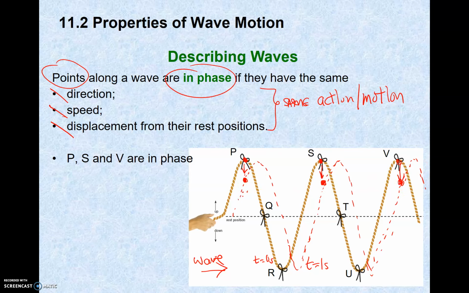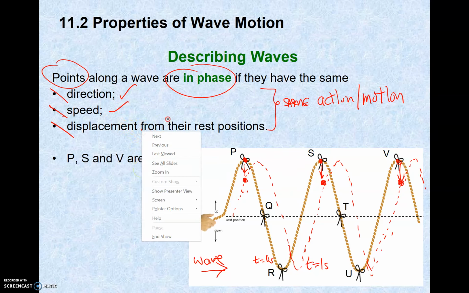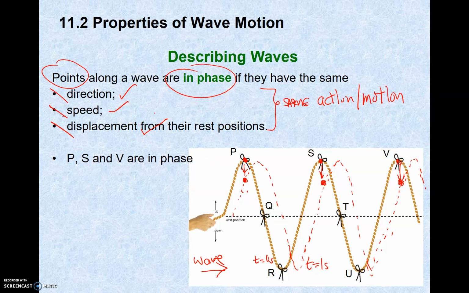So 1 second later, particles P, S and V will actually move down. They will move down by the same amount. They will be moving at the same speed. They will be moving downwards towards the rest position. They will have the same direction. So when I say they are in phase, the particles have the same motion. What I am referring to is that they will be moving at the same speed, in the same direction, and their current displacement, their current position from the rest position, will be the same. This is what we mean by in phase.